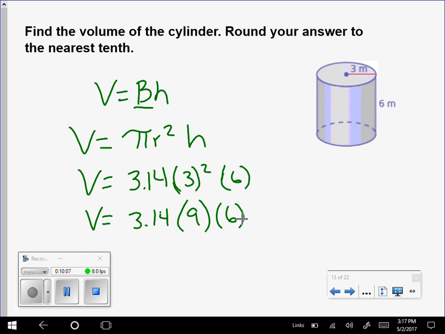So now you can multiply in any order. You could do 9 times 6, maybe you know that, or you could just multiply it on your calculator, 3.14 times 9 times 6, which gives us the volume would be 169.56. It's already to the nearest tenth because that's 2 places after the decimal. We just have to make sure that we label. This is going to be meters, and since we are in 3 dimensions, this is going to be cubed. That's a difference from what we've done so far. Make sure you have this written in your notes.